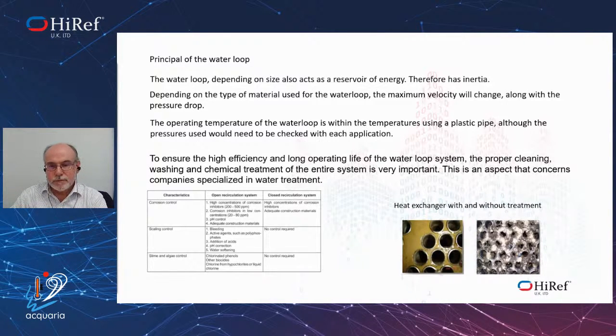The water loop itself, as I say, is a reservoir of energy. So depending on the type of material used for the water loop, the maximum velocity and the pressure drop has to be considered, because if you're using plastic pipe, it has a different characteristic than using copper or galvanized steel. And there's evidence to say that the pressure drop is less, but is probably more restrictive because of the strength of the material.